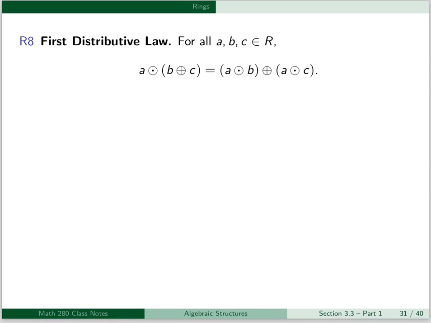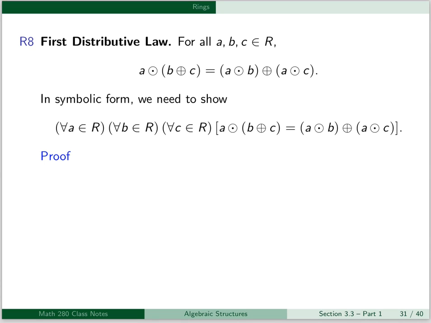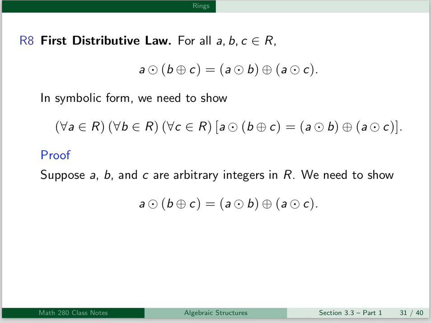And for our last axiom, we're going to look at R8, the first distributive law, which states for all a, b, c in R, a ⊙ (b ⊕ c) = (a ⊙ b) ⊕ (a ⊙ c). So this is in symbolic form, as shown. And we'll use a proof by arbitrary element. So suppose a, b, and c are arbitrary integers in R, and we need to show the equality shown.